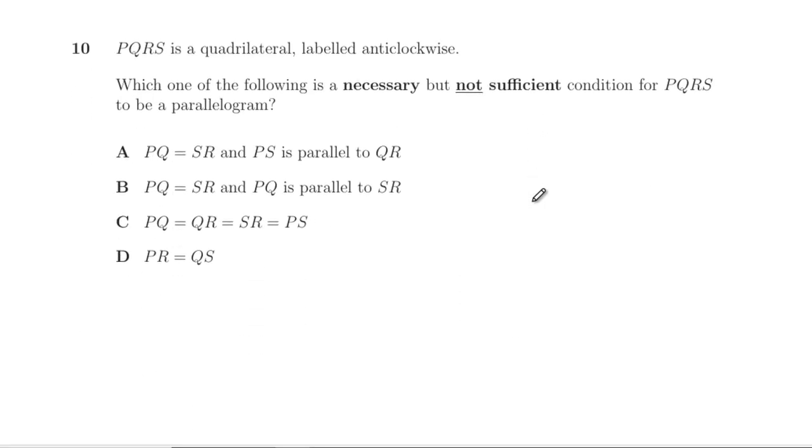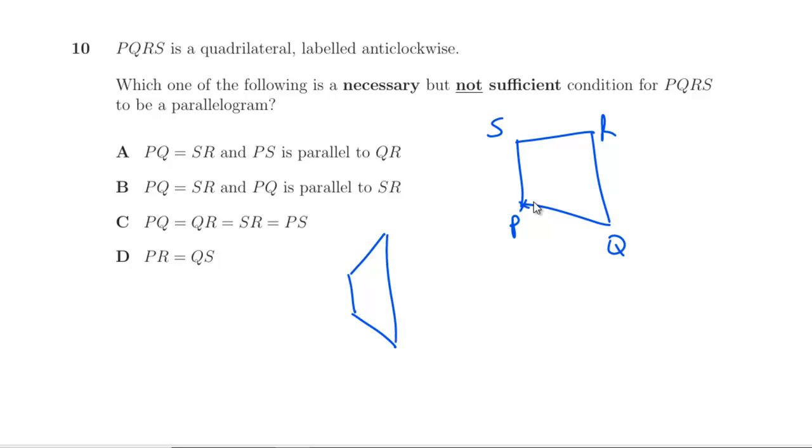PQRS is a quadrilateral labelled anti-clockwise. Which of the following is a necessary but not sufficient condition for PQRS to be a parallelogram? Okay, so let's draw out something a bit wonky looking. So PQRS. PQ is the same length as SR, and PS is parallel to QR. Actually, could that be wrong? Yeah, that could already be wrong, because you could do that, that, that, and that. So that's not a parallelogram, that's a trapezium, but PS is parallel to QR, and those are the same length.